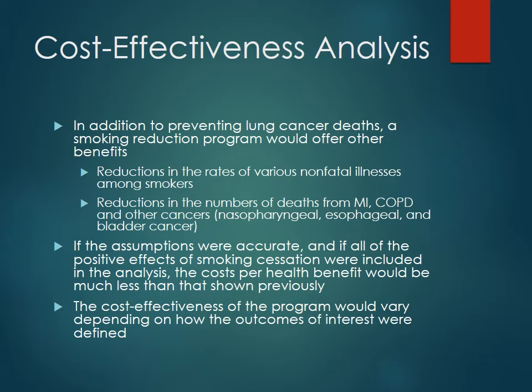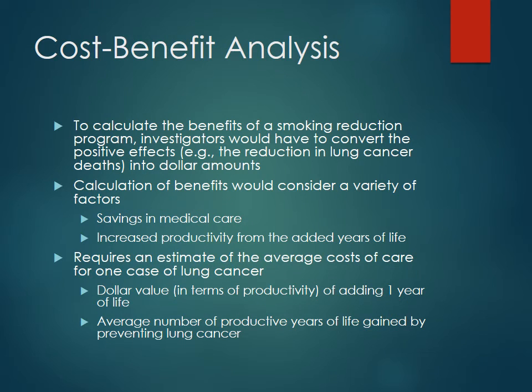And so the cost effectiveness of the program would vary depending on how the outcomes of interest are defined. They usually have standards for saying, okay, if we're treating someone with lung cancer for 10 years, this is what it would cost us. And so these are analyses that have been done across big third-party payers and things like that to come up with these kinds of analyses. So to calculate the benefits of a smoking reduction program, the investigators would have to convert the positive effects, or that reduction in lung cancer deaths, into dollar amounts. And so the calculation of benefits would consider a variety of factors.